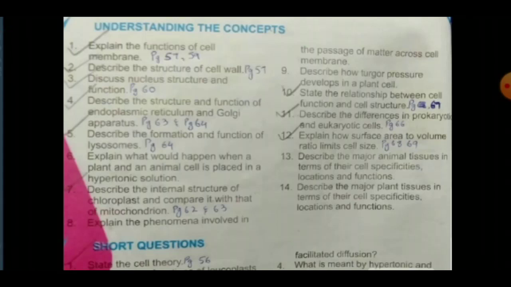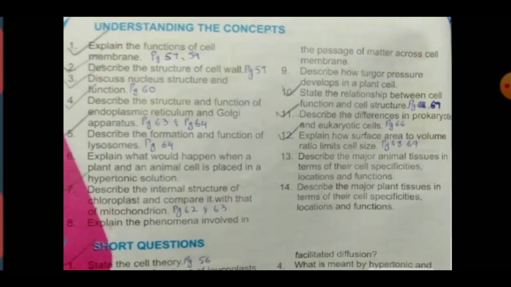State the relationship between cell function and cell structure. Its answer is given on page number 67. They are asking about the relationship between cell function and cell structure. So its answer is given on page number 67, and it's in the form of a table in which they have described it in different categories like size and shape, surface area to volume ratio, and presence or absence of organelles. Now question number 11.